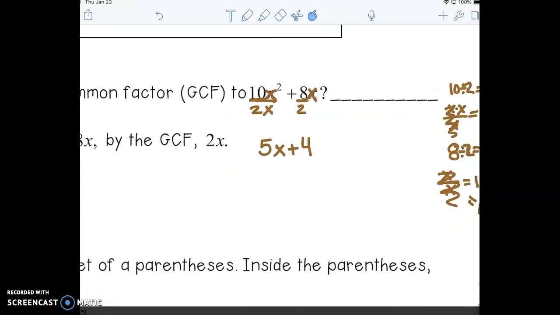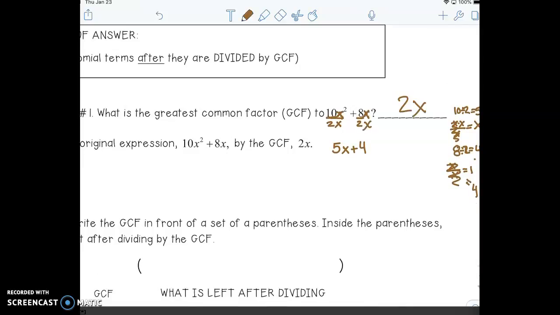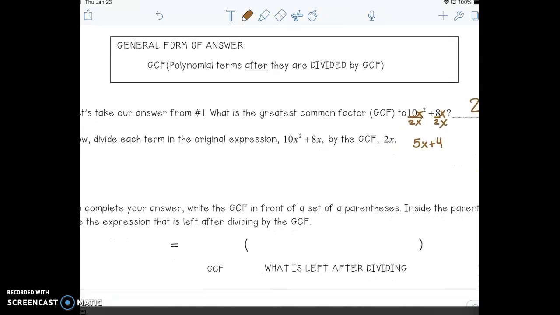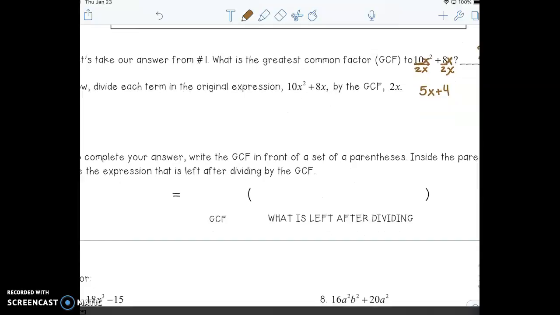So it asked me, what is my GCF? My GCF was 2x. That's what it had in common. And I'm going to divide by 2x, divide by 2x. So then when I went and I divided, I got 2x times 5x plus 4. That's how we write it. We write the GCF first, then we write what's left over.